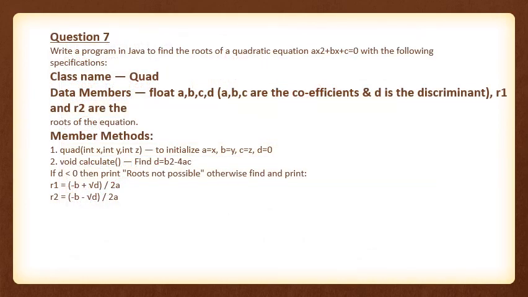Question number 7. Write a program in Java to find the roots of the quadratic equation ax square plus bx plus c equal to 0 with the following specification. Class name is quad. Data members float a, b, c, d. R1 and R2 are the roots of the equation. Member method quad is a parameterized constructor. Another method is to calculate the roots of the quadratic equation.